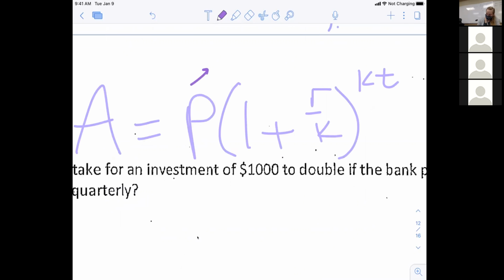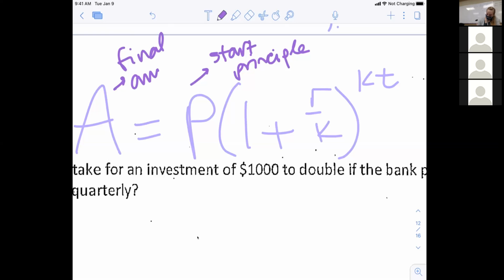P is what we start with. It's your principal amount. A is what we finish with. It's your final amount. R is your rate. So that's your percentage. That's what I was talking about. If you have a higher rate, you have to pay more. If you have a lower rate, you pay less. K is how much you're compounding.